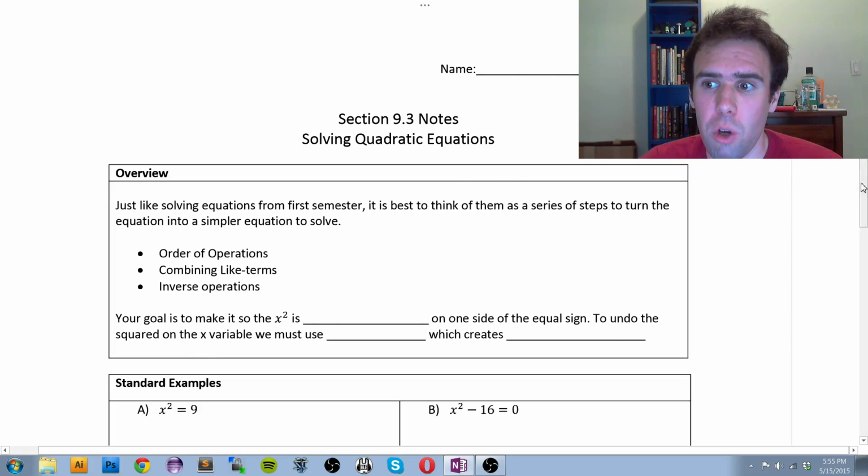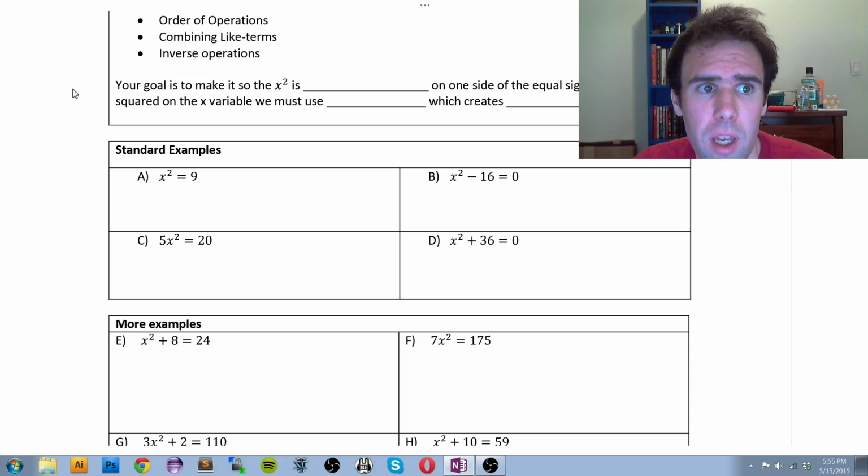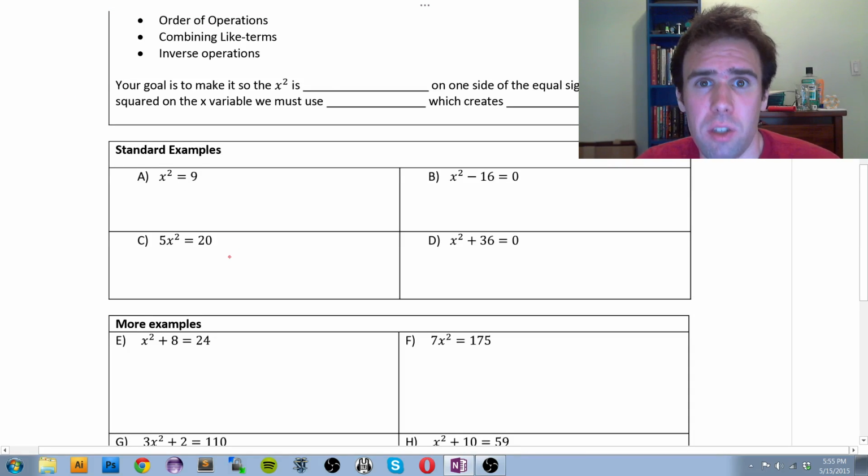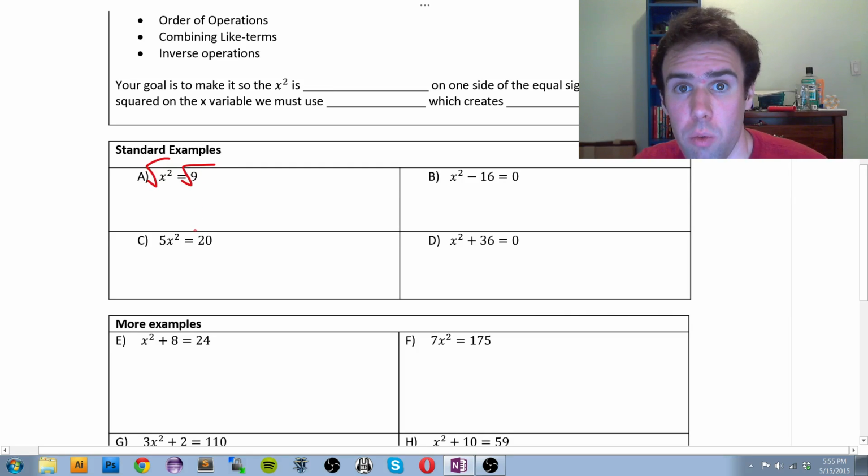So let's take a look at some examples right here. Our first example just starts off with a plain x squared. Just like plus undoes minus, and times and divide undo each other, a squared can be undone with a square root. So we apply this inverse operation to both sides of the equation.